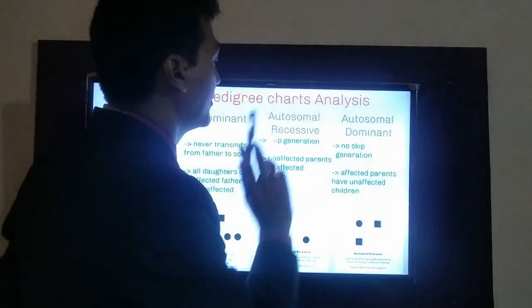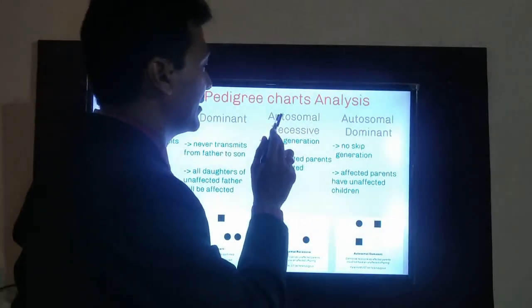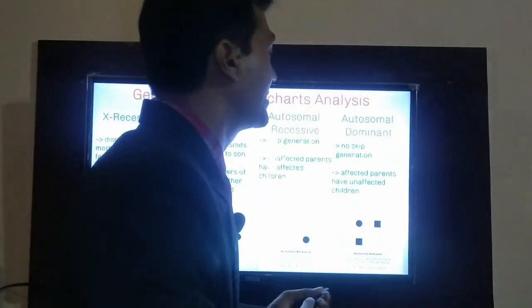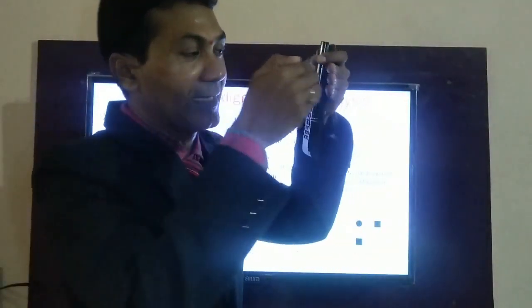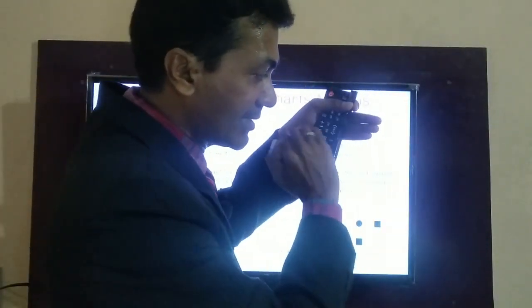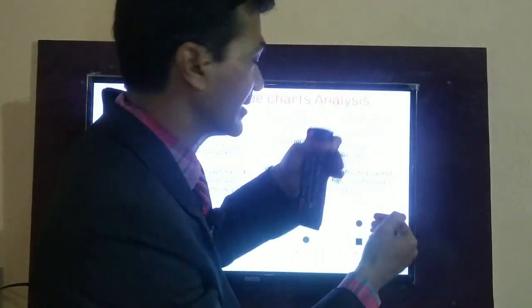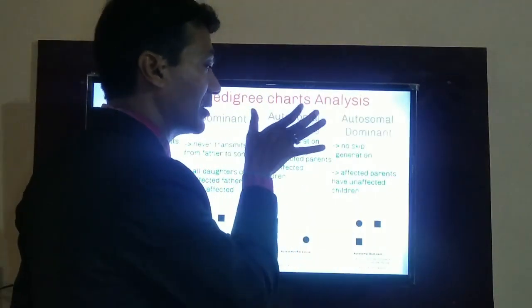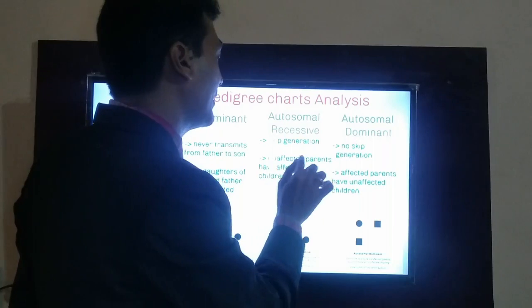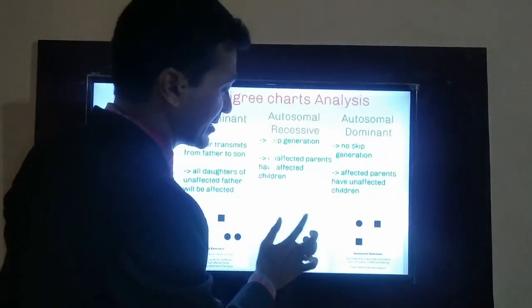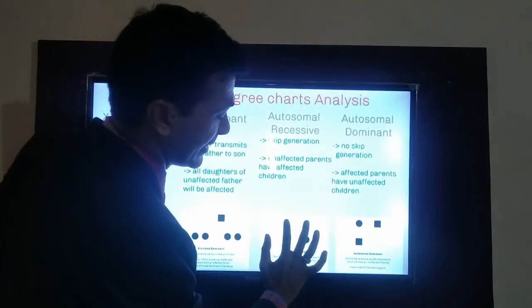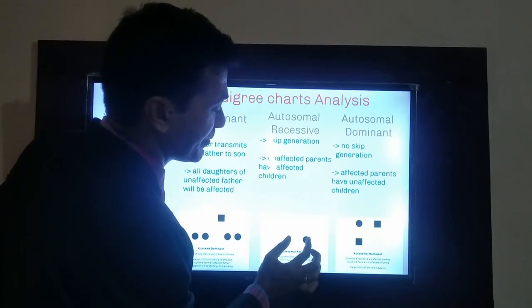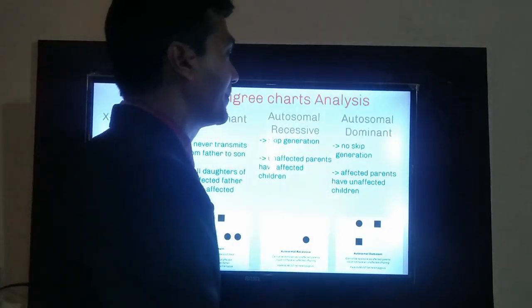And autosomal recessive. Here we can understand skip generation. One generation will have the disease, the second generation will have no disease, and the next generation can skip. So autosomal recessive: here unaffected parents have affected children. Just now I told you, unaffected parents have the affected children. So this is autosomal recessive.